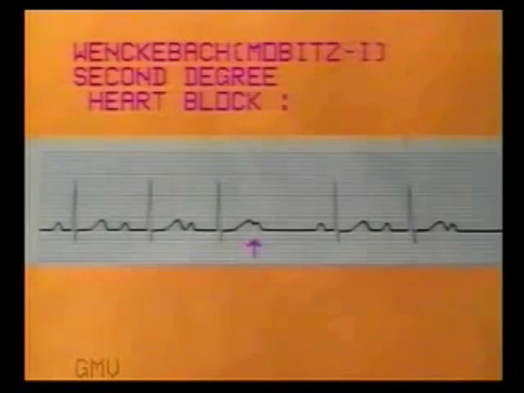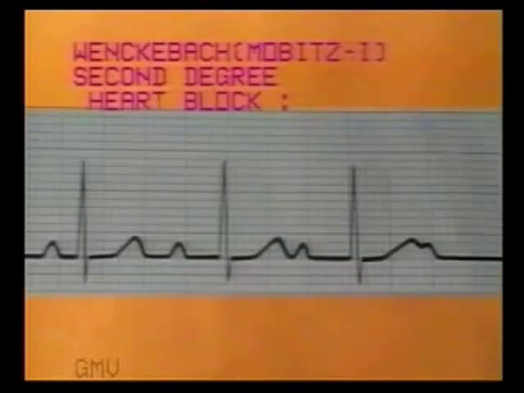In this ECG, we see that some intermittent P waves are not conducted. So first we must see whether the PR interval is constant in all the beats or it varies from beat to beat. Here it varies from beat to beat. Now let us observe the pattern more closely.